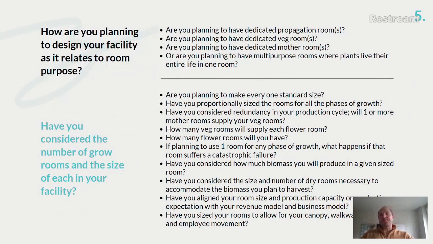We're going to really start diving into the operational design of your facility from this point forward. And this is where things really start to pick up. How are you planning to design your facility as it relates to room purpose? What I mean is, are you going to have individual rooms for every step in the process, like having a dedicated propagation room, veg room, mother room? Maybe you're not going to go with mothers at all, and instead you're going to propagate via tissue culture. Are you planning to have multi-purpose rooms where plants can live their entire life in one room?